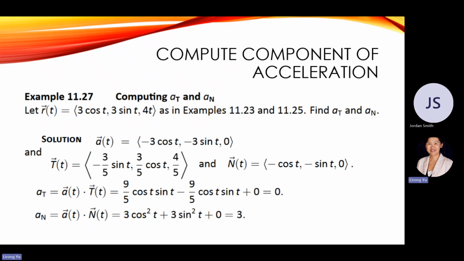That indicates that there's a constant speed. This is a spiral motion. In a spiral motion, things are always moving with the same speed. It's the same spiral motion. So it's understandable that in the acceleration, there is 0 change to the speed, AT equal to 0.